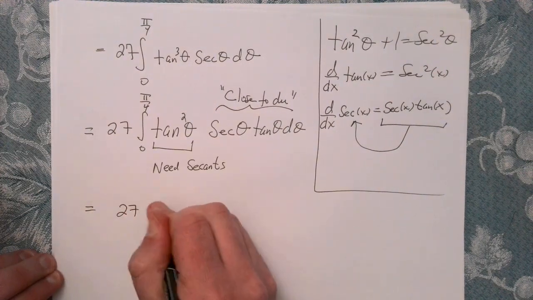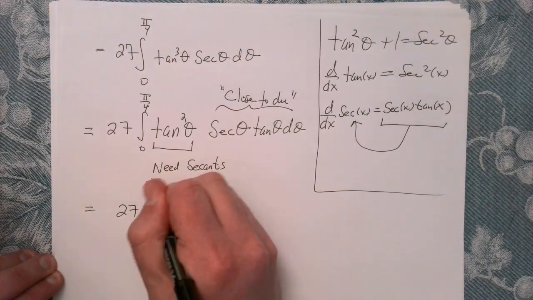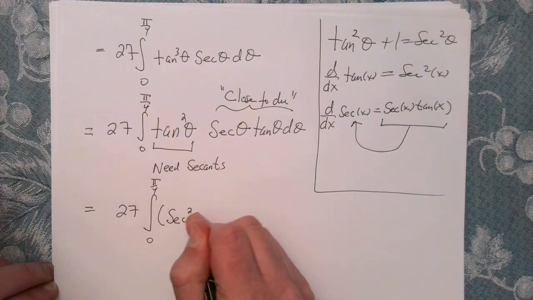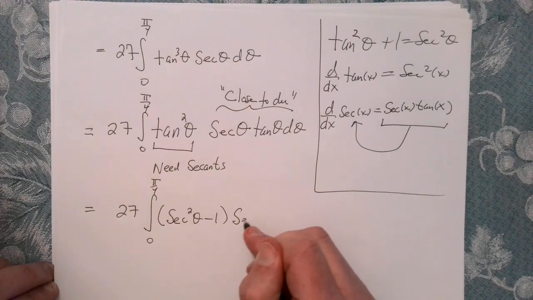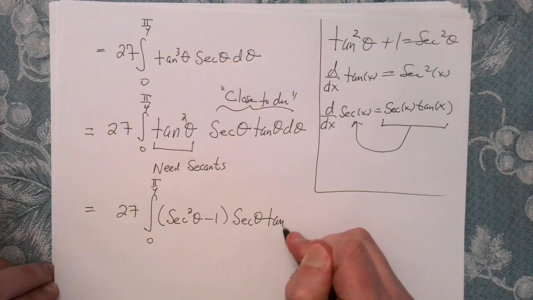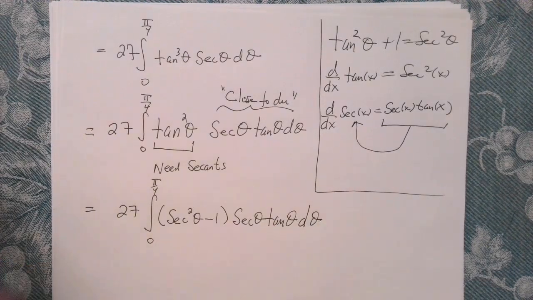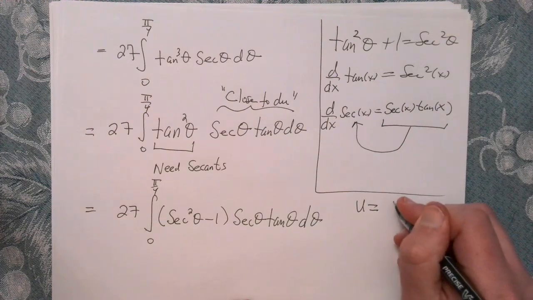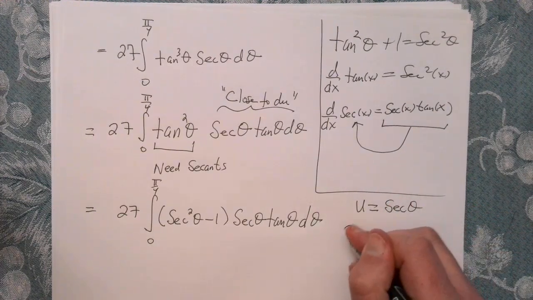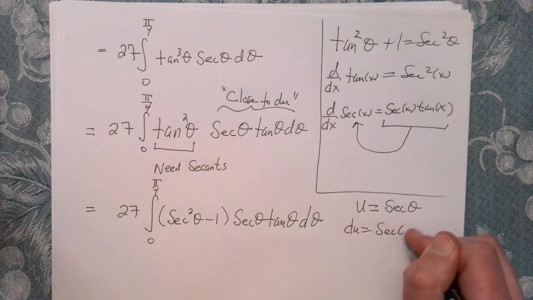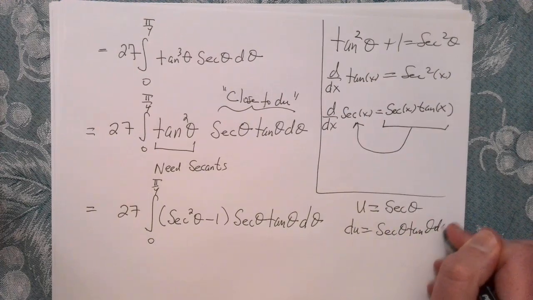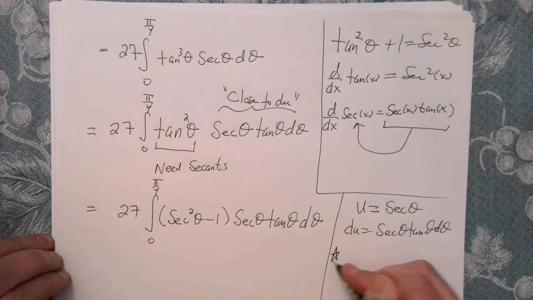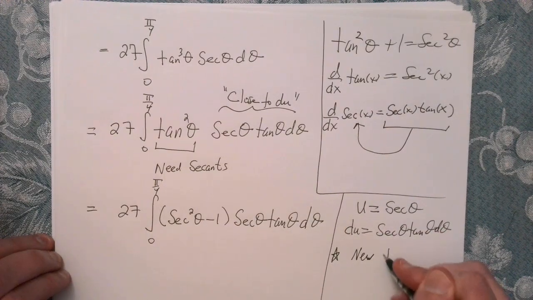Okay, so I've got 27 times the integral from 0 to pi over 4. Now this, in terms of secant, is secant squared of theta minus 1. This is secant of theta times the tangent of theta d theta. And now we're set up for a substitution. So u is equal to the secant of theta. Du is that product secant theta tan theta d theta. And don't forget new bounds. We're switching variables. We need new bounds.